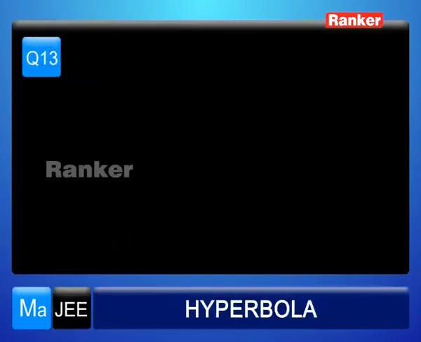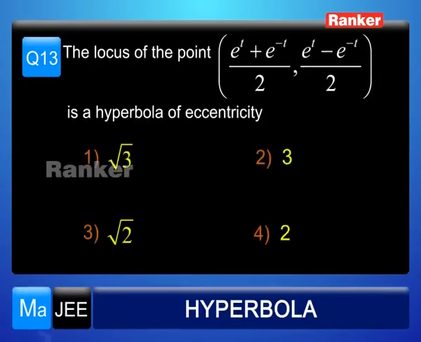Question number 13. The locus of the point (e^t + e^(-t))/2, (e^t - e^(-t))/2 is a hyperbola of eccentricity. First option root 3, second option 3, third option root 2, and fourth option is 2.